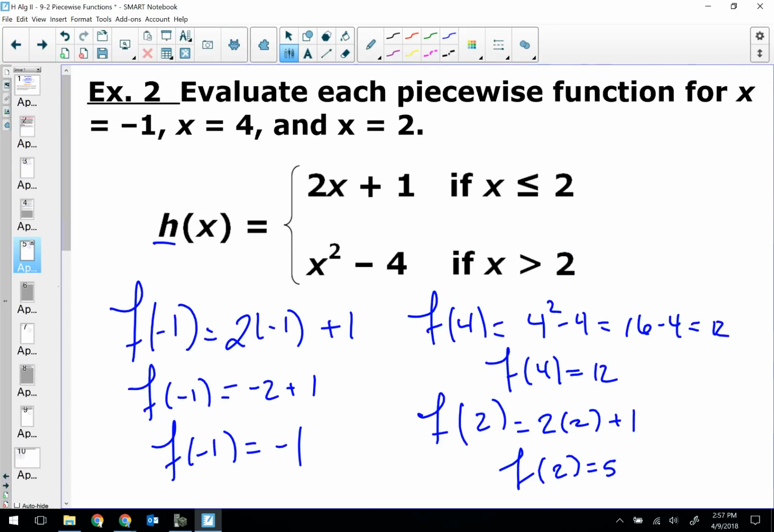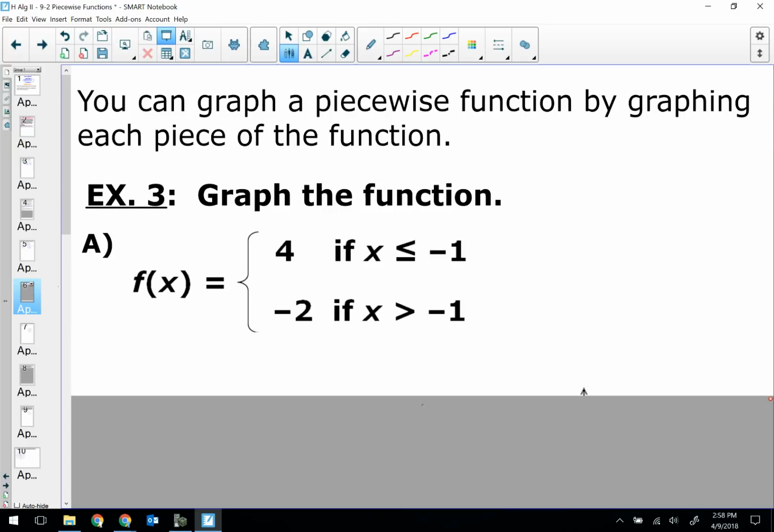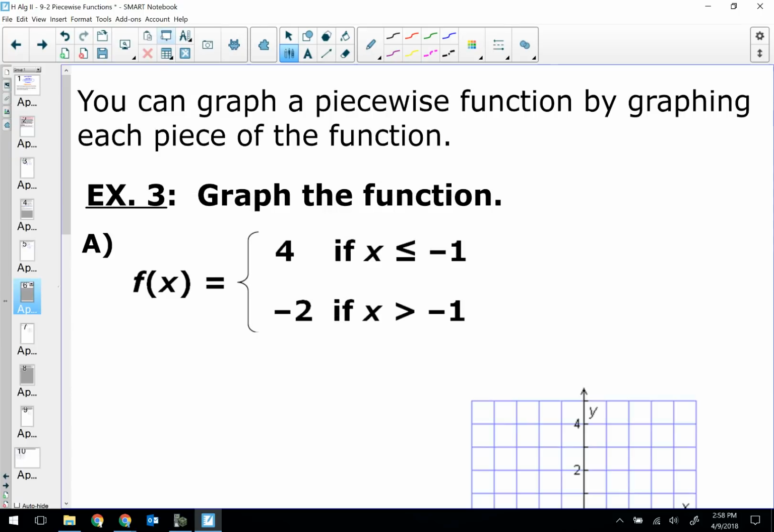All right, now that would not be considered a step function. Why not? Because this is linear and this is quadratic. None of these are just horizontal lines, none of these are constant values, so this is not a step function anymore. We would call that a piecewise function. A step function is a type of piecewise function, but it's only a horizontal line piecewise function. Now, think about how I would graph this.